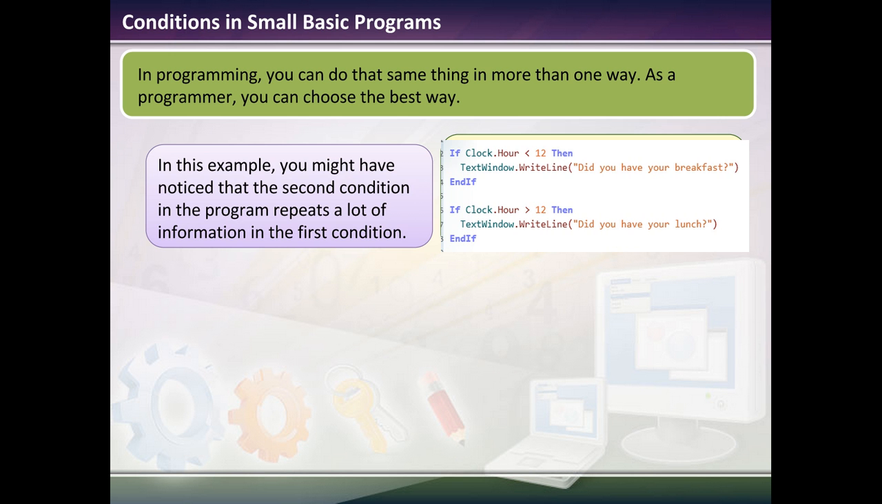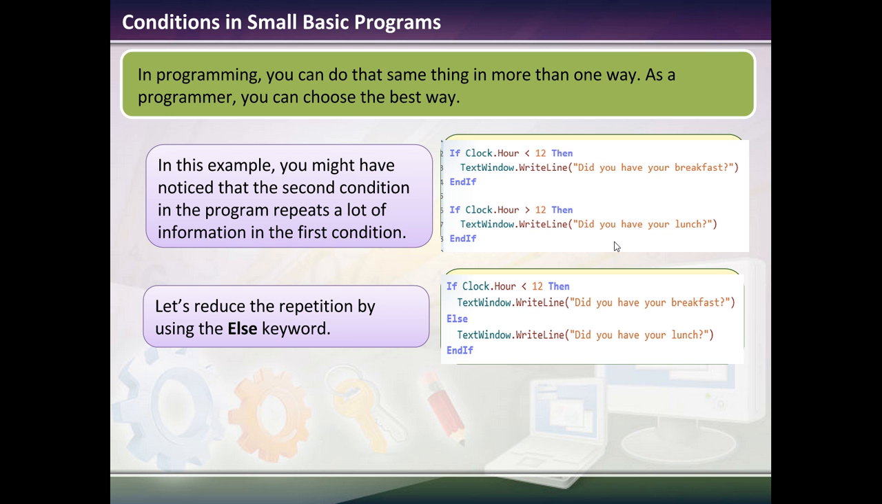In this example, you might have noticed that the second condition in the program repeats a lot of information of the first. So if we look at that again, we said if the clock hour is less than 12, then TextWindow.WriteLine, did you have breakfast, end if. Then if the clock hour is greater than 12, then TextWindow.WriteLine, did you have lunch? Well, we could reduce that.